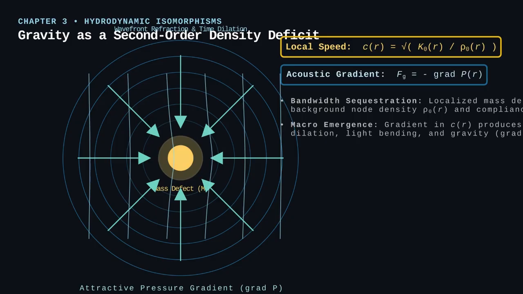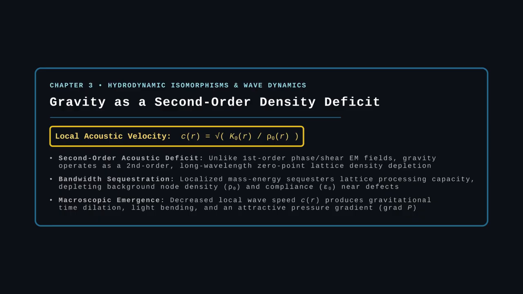Because the background node density drops near a mass concentration, the local acoustic wave velocity, c of r, decreases slightly. c of r equals the square root of K0 over rho 0 of r. This spatial gradient in wave velocity manifests macroscopically as gravitational time dilation, light bending, and an attractive pressure gradient, grad P, directed toward the central mass.